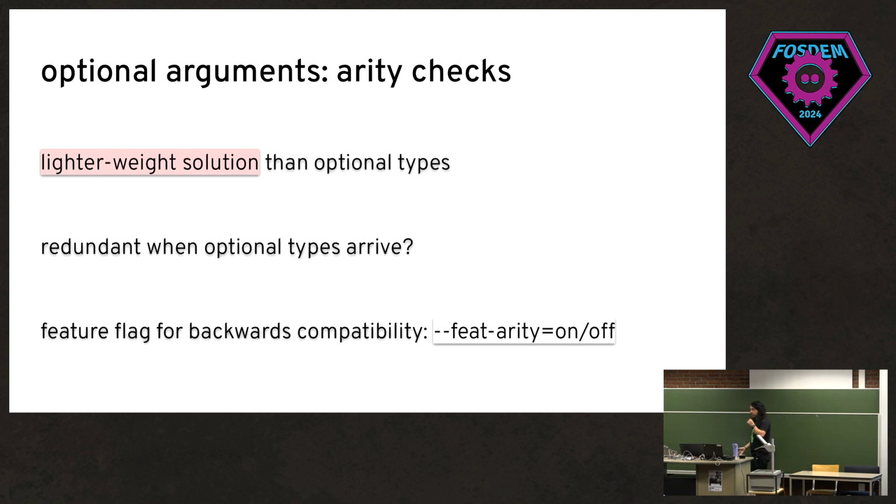So a very lightweight solution, or I would say a lighter weight solution than actually having the proper optional types that people really want, was to have just arity checks, which is how many things you actually put inside the parentheses when calling a function, right? And yes, if eventually we find a lightweight way to nicely do optional types, this will become sort of a redundant feature.